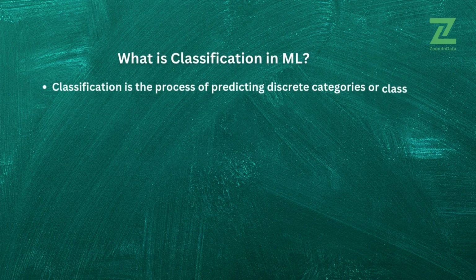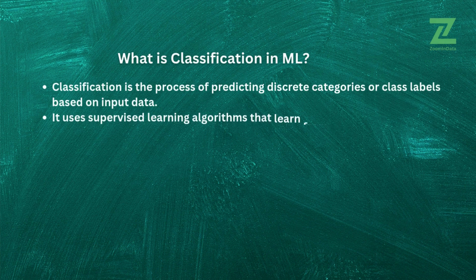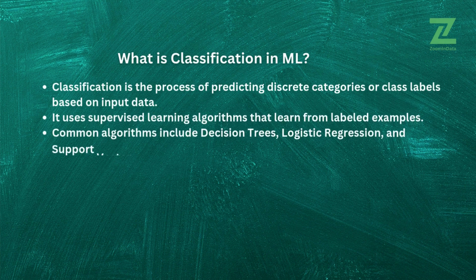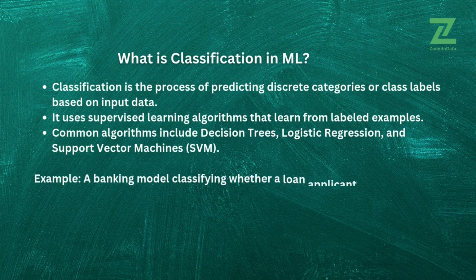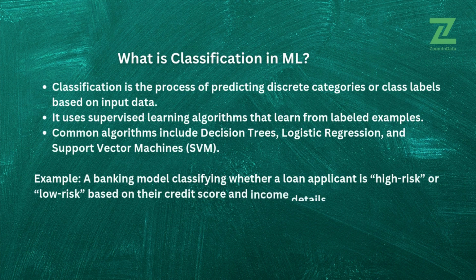Sure. Classification is the process of predicting discrete categories or class labels based on input data. It uses supervised learning algorithms that learn from labeled examples. Common algorithms include decision trees, logistic regression, and support vector machines, SVM.